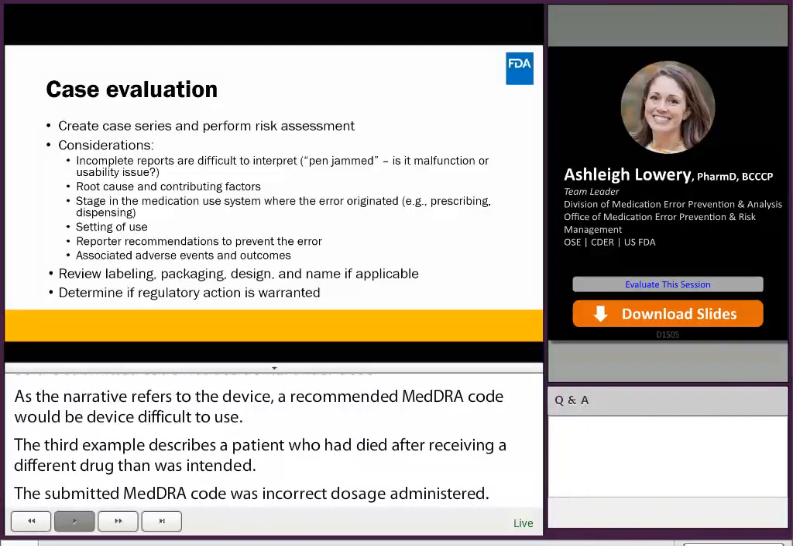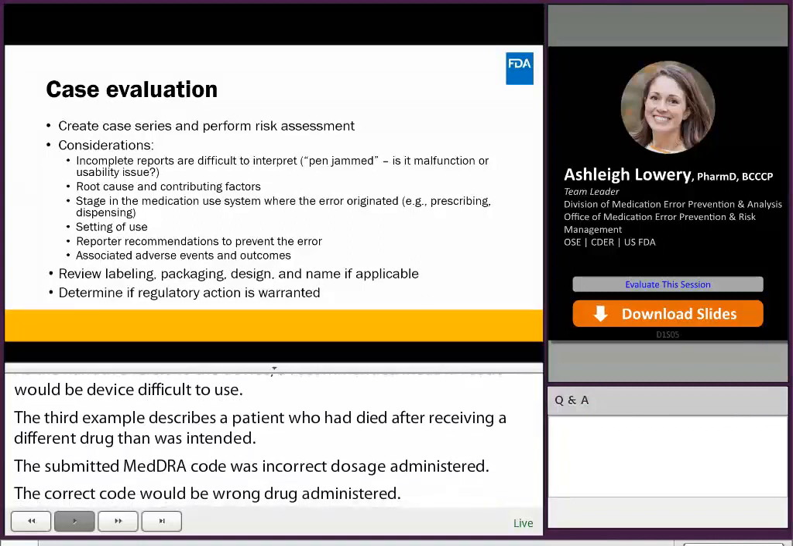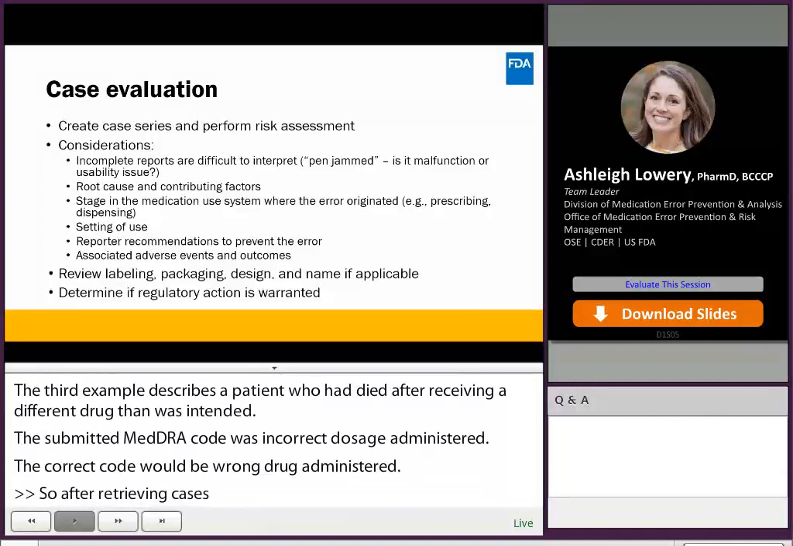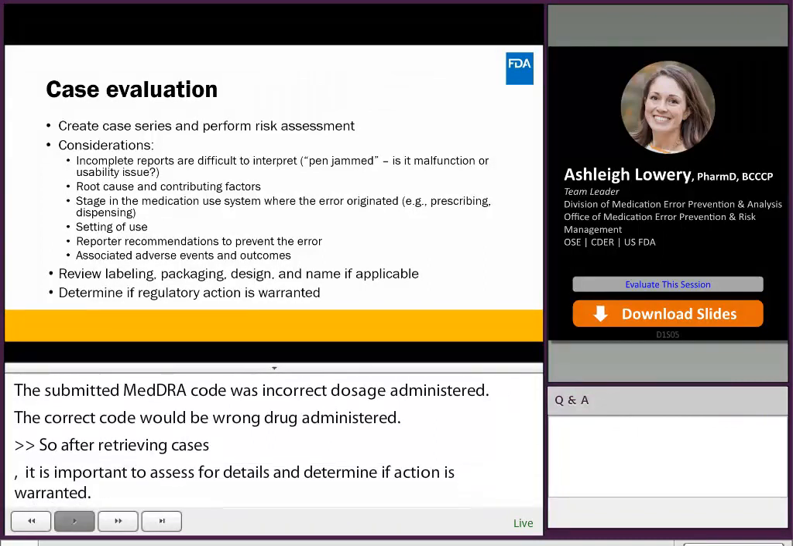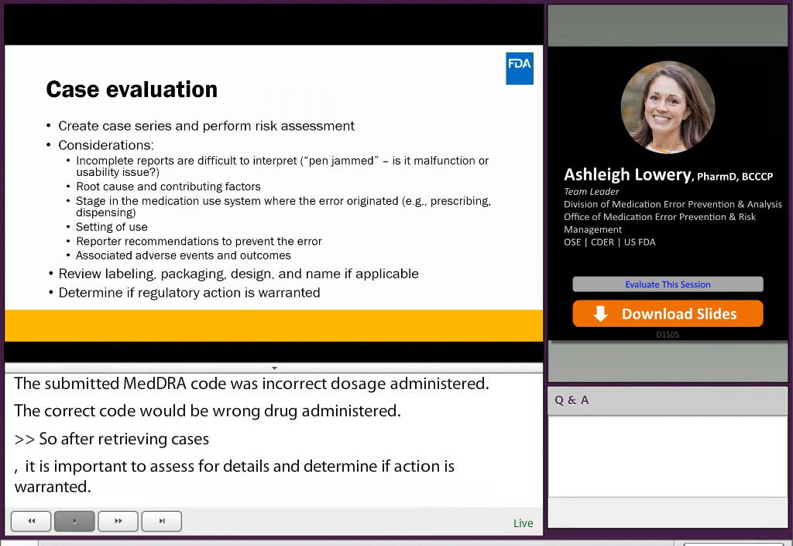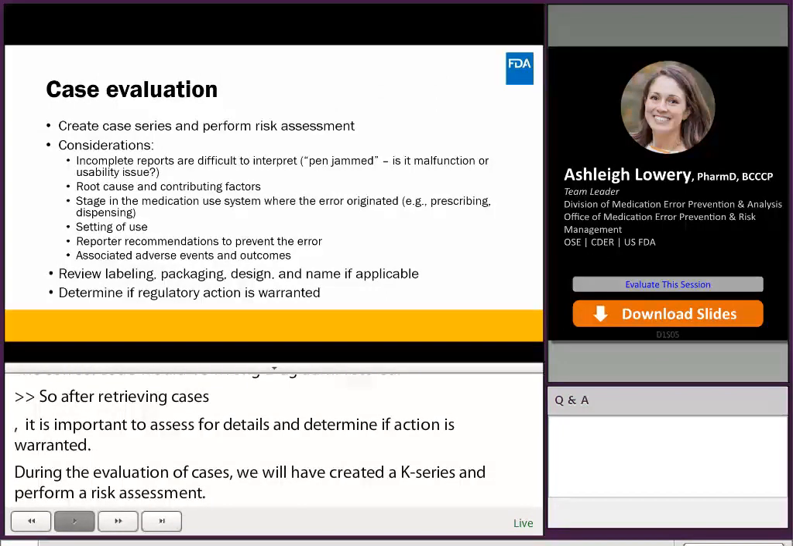So after retrieving cases, it's important to assess for details and determine if action is warranted. So during evaluation of cases, we'll have created a case series and perform a risk assessment. Some things that we'll take into consideration during this evaluation is, one, the challenge that incomplete reports can be difficult to interpret. For example, something describing pen jammed is not necessarily clear if it's a malfunction or a usability or use error.